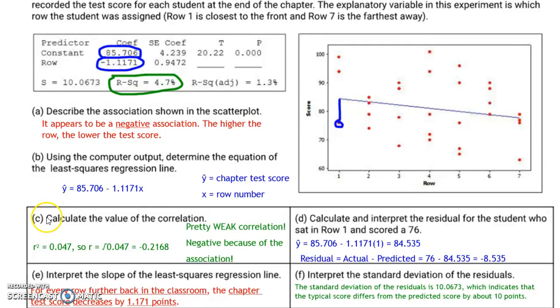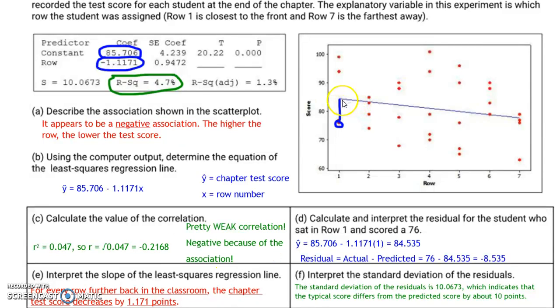Let's see. For letter C, the value of the correlation. Well, correlation is another way to say correlation coefficient, which is r. All they give us is r squared, but it's pretty easy to work that into r. We just take the square root. So that's negative 0.2168. Now, I know what you're thinking. You put the square root of 0.047 in your calculator, you press enter, you got 0.2168. Well, that's not negative. Why is it negative?